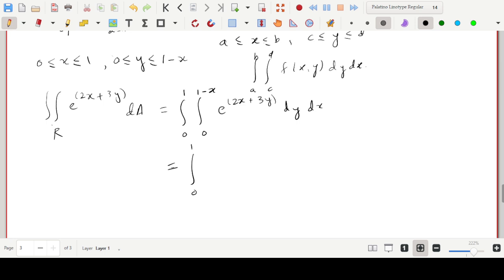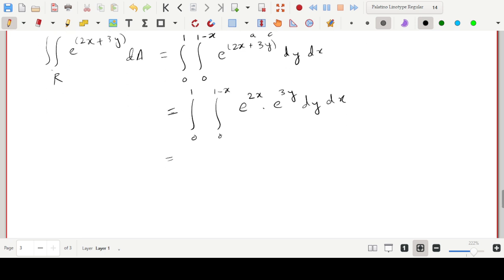Here we have e to the power of 2x plus 3y, so that can be written as the integral from 0 to 1 of the integral from 0 to 1 minus x of e to the power 2x multiplied by e to the power 3y dy dx. Now e to the power 2x is constant with respect to y, so we can take it outside. And e to the power 3y, the integral of that is e to the power 3y divided by 3.